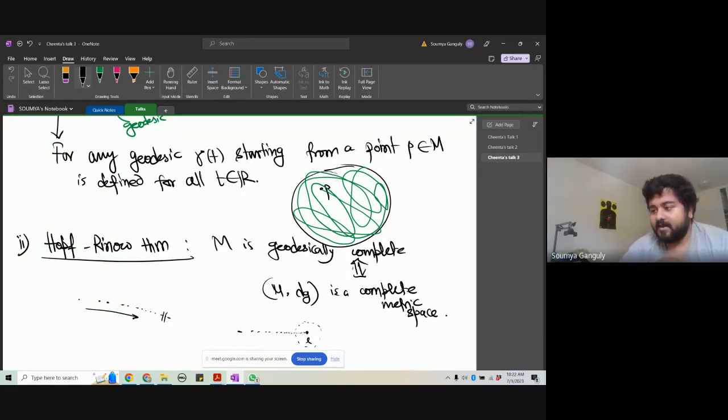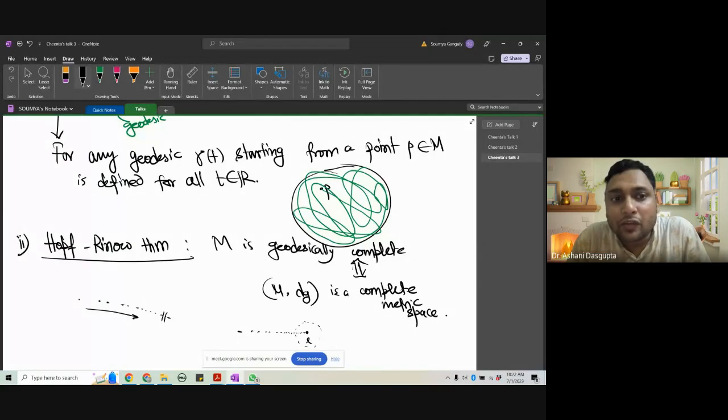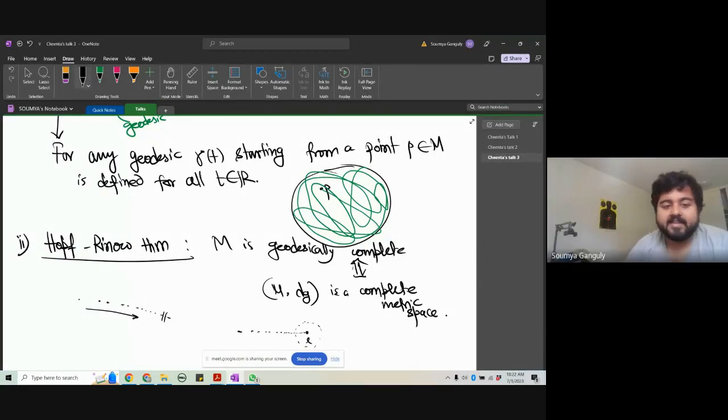It depends on the metric. Otherwise, no. So it's defined for all t in R. Does it mean that? It means basically that it's not defined on a compact interval, but it's defined on the entire real line.